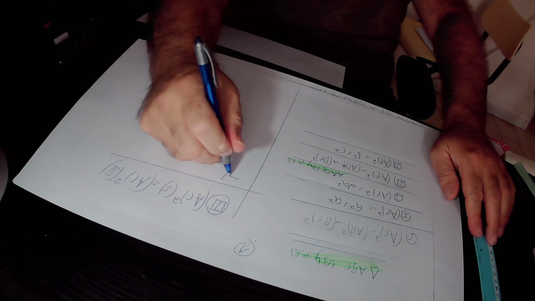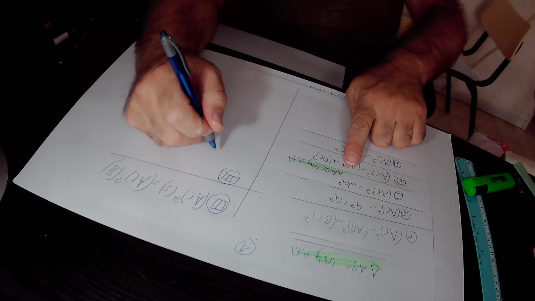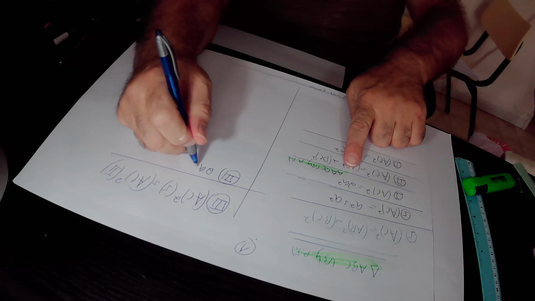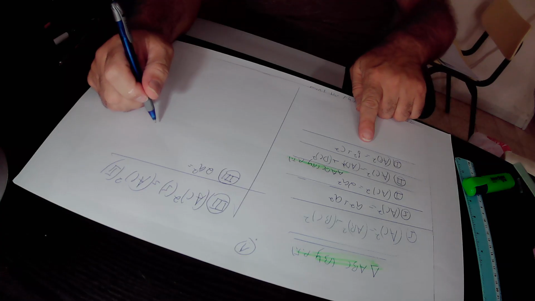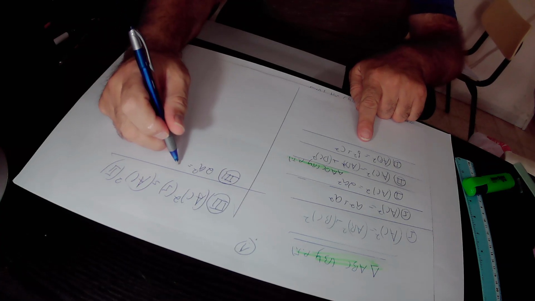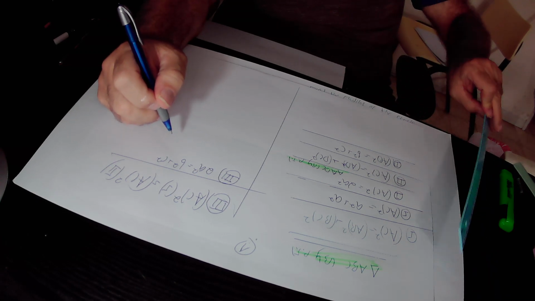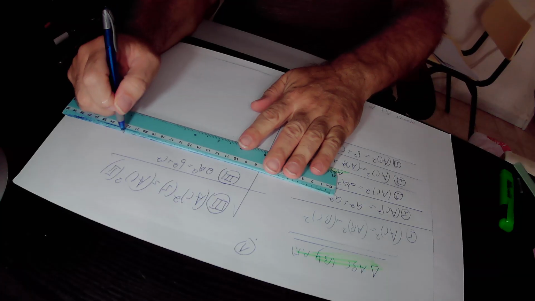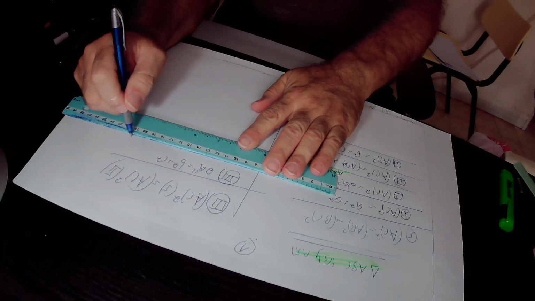So AC squared according to equation 1 equals 2A squared, and it must be equal to AC squared according to equation 2. AC squared according to equation 2 equals B squared plus C squared. So in total, according to equation 3, 2A squared equals B squared plus C squared. Again, 2A squared equals B squared plus C squared.